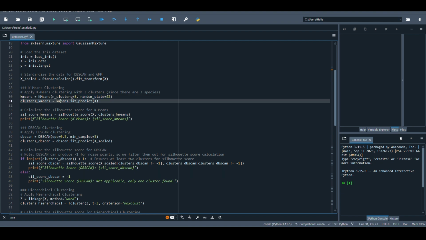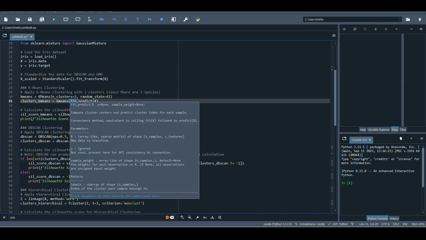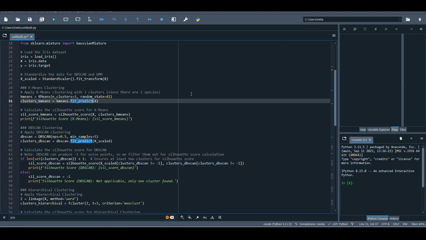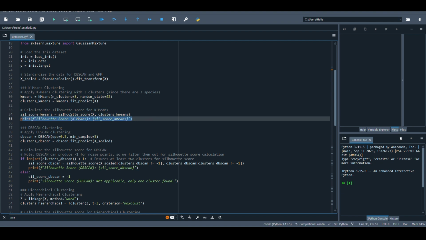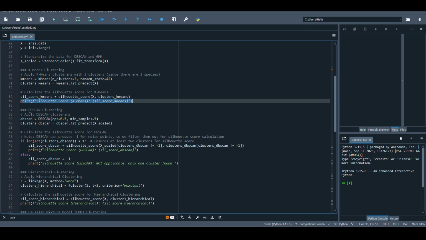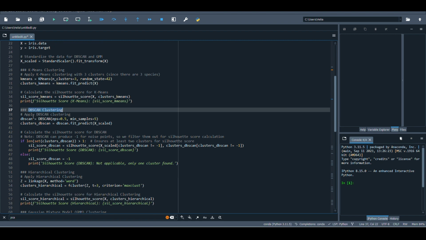So then here we are using k-means fit and predict functions. Fit again means that it will learn the pattern, and predict gives the cluster of each one of the data points. Here we calculate the silhouette score to know how well our k-means did, and then we're just going to print so we can see the results. And after that, we're going to talk about DBSCAN clustering.